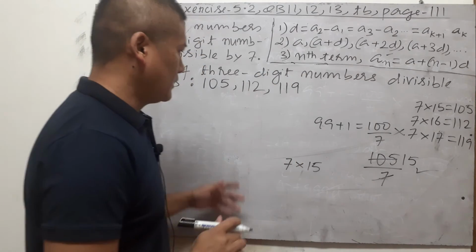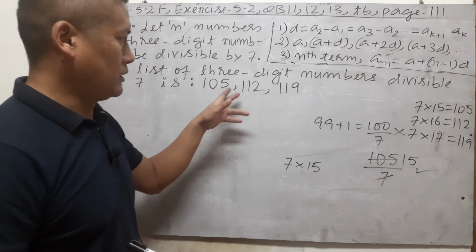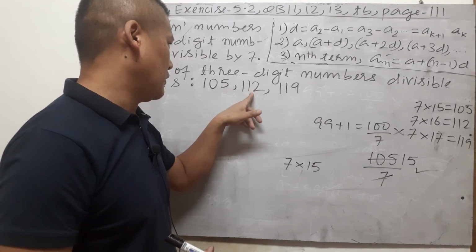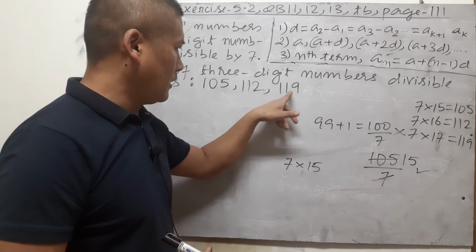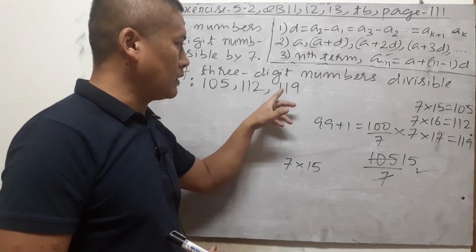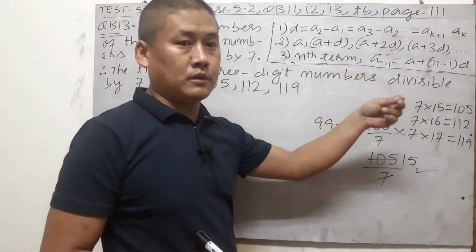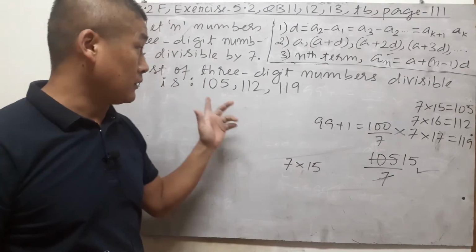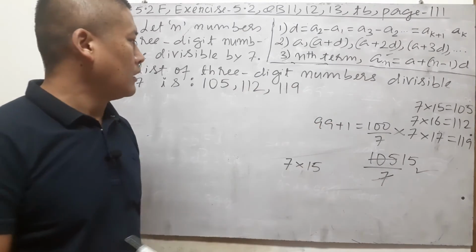So we're noticing that all the 3-digit numbers divisible by 7 form an AP because they have a common difference. 112 minus 105 is 7, 119 minus 112 is 7. If a series of numbers has a common difference, that is the only confirmatory characteristic to be an AP. So it's an AP, right? So up to 3 terms is enough.